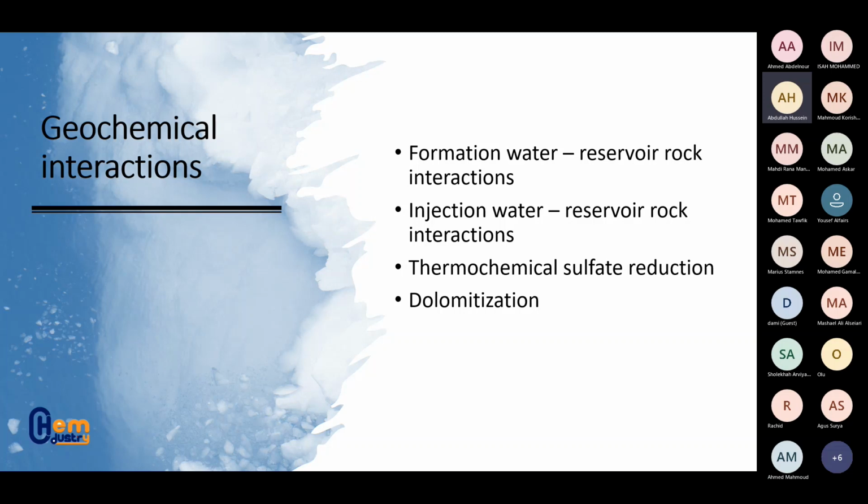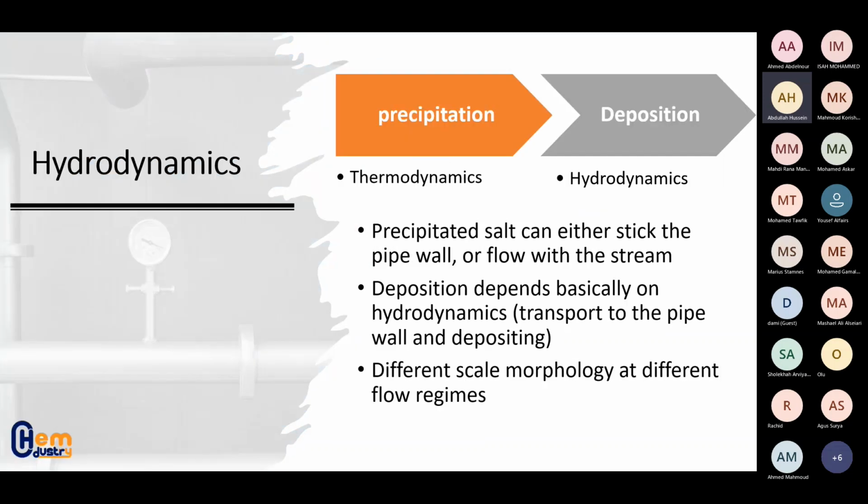And then we have the hydrodynamics, and this is what we talked about earlier. There's a difference between the precipitation and the deposition. So for the precipitation, this is basically a thermodynamic process. The deposition is basically a hydrodynamic process. So for a solid particle in the flowing fluid, you might get lucky, and this solid particle not sticking to the pipe surface, it will be just transported all the way in your system until it meets a dead end or a trap or something, and then you're good. You don't need to treat the scale. But if this particle sticks to the pipe surface, then you have a problem.